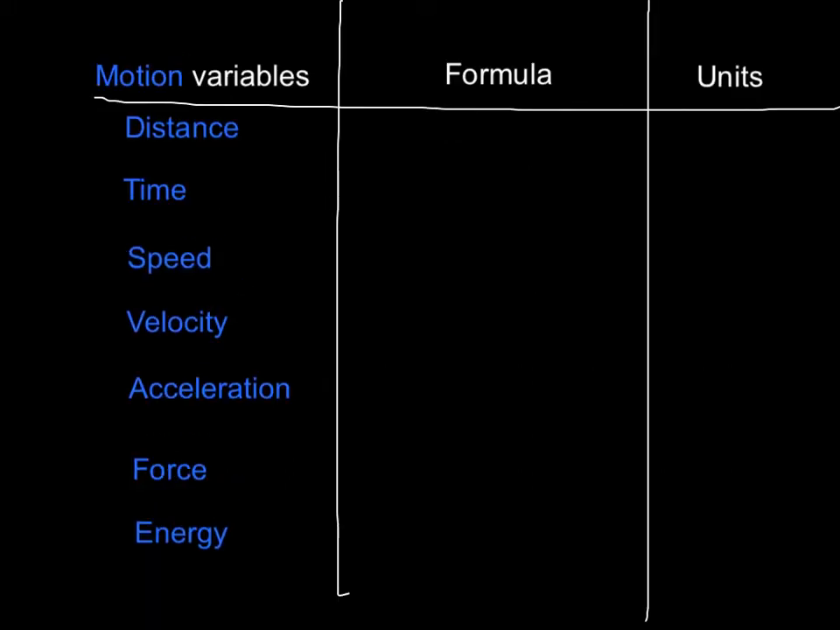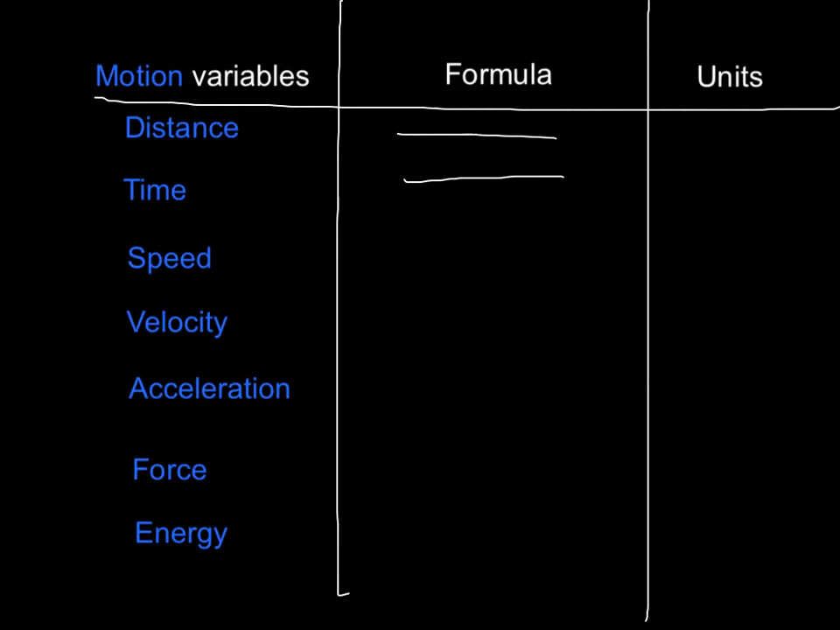Okay, so let's start by looking at each of these different variables. Each one has something to do with motion. You've got distance and time at the top, and neither one of those has a formula associated with them because you just directly measure the distance from one point to another, or you can directly measure how long it takes to go from one point to another, so that's time.